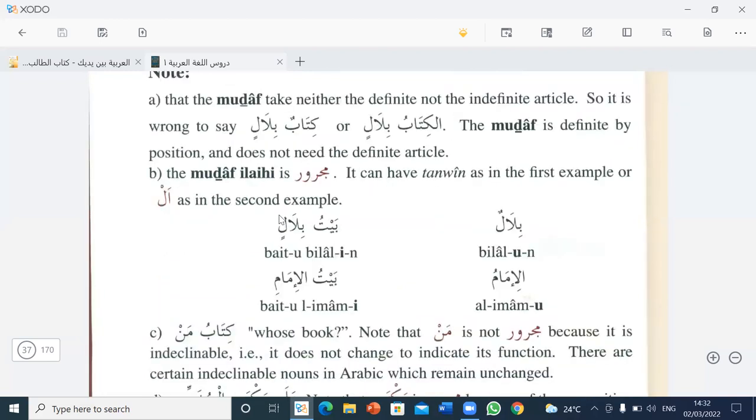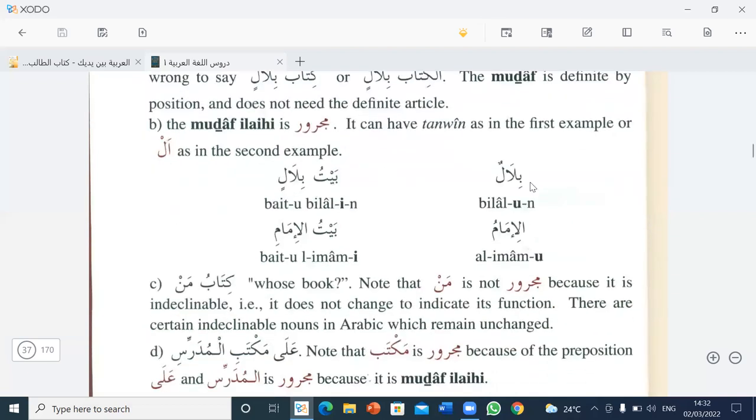Okay. Okay. So it is wrong to say kitabun bilali or al-kitabu bilali. The mudaf is definite by position and does not need the definite article. The mudaf ilaihi is majrur. It can have tanwin as in the first example or al as in the second example. So first example, bilalun. Baitu bilalin is the mudaf ilaihi. Al-imamu and then baitul imami.